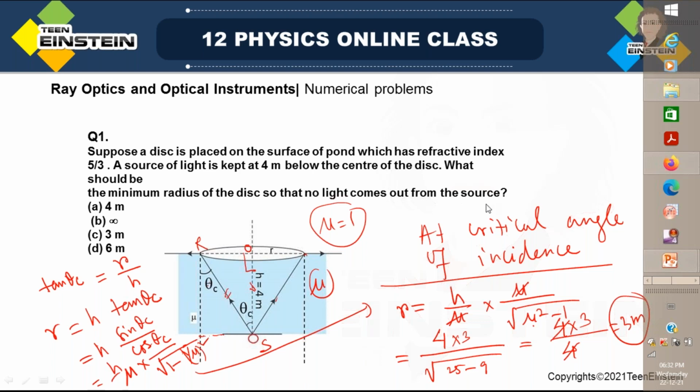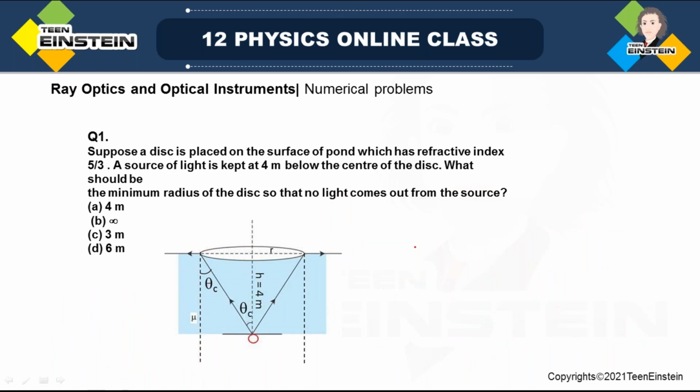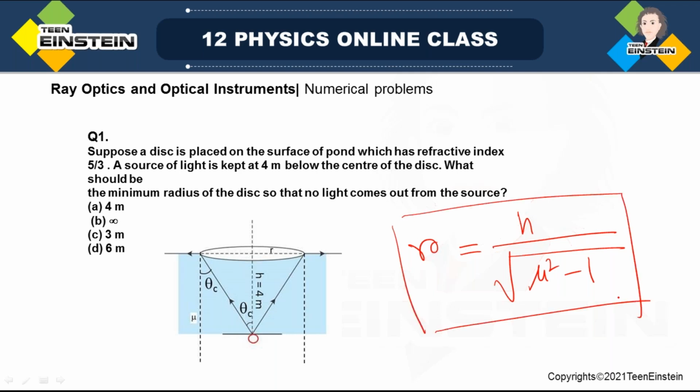So look, if you don't want to do this much, at least you should remember the final formula for this kind of problem. What is the formula? The formula for the radius will be h over under root mu square minus 1. You should remember this. What is mu? Mu is the refractive index of the liquid or water, whatever. So this is the formula you should remember.